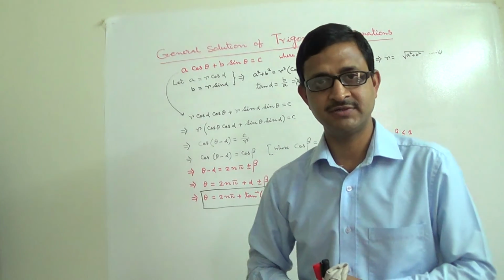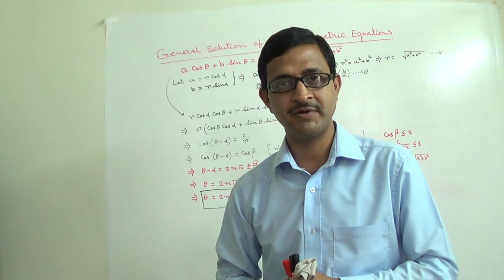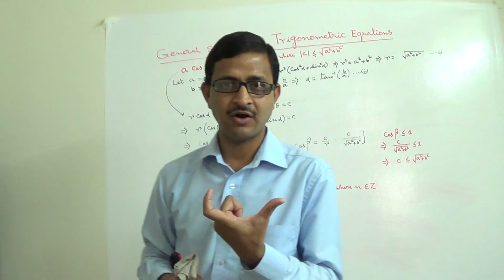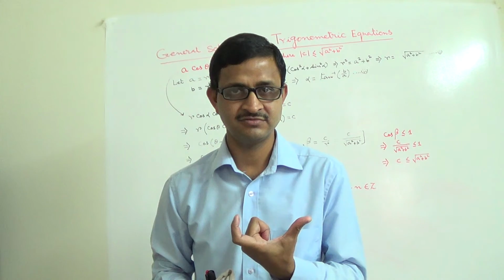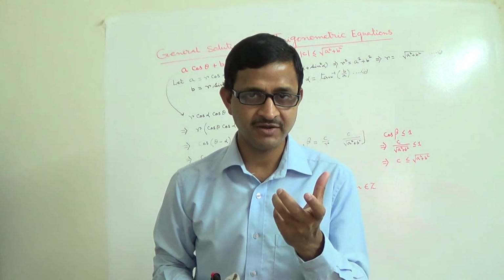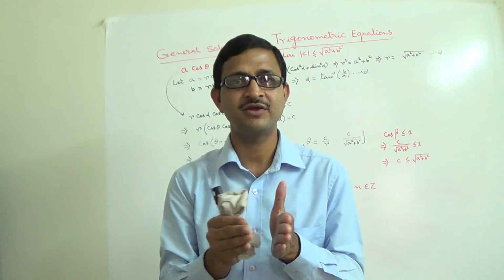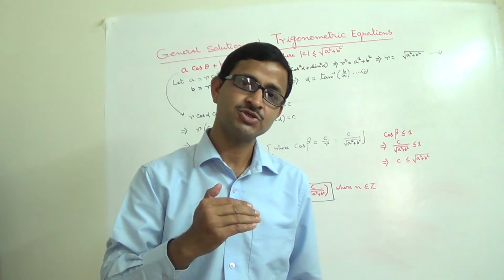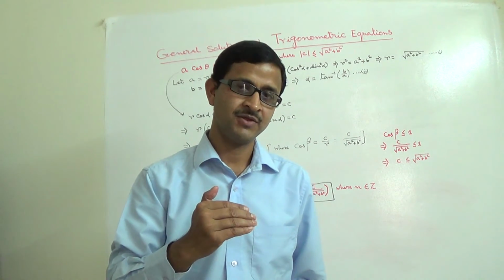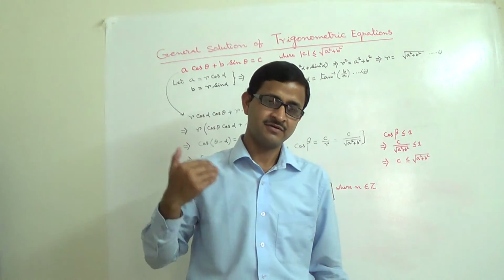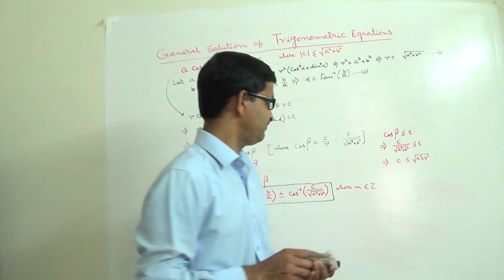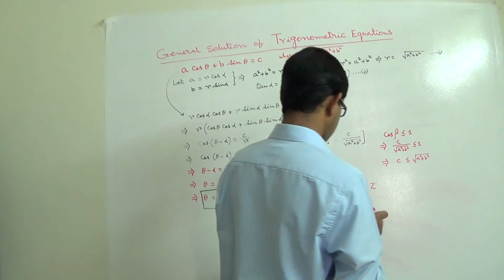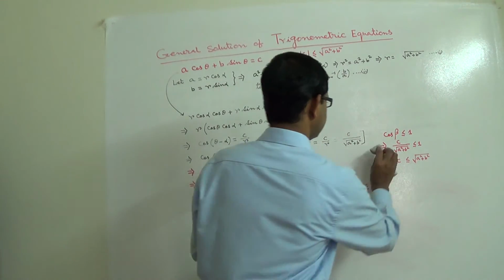We have reached the end of the discussion of trigonometric equations. The last topic is that if you see a value of a trigonometric function, suppose it is given cos theta equals k, k is the value. Now for what all values of k can you find a solution to the equation cos theta equals k? We are going to see this for the other five trigonometric functions as well.